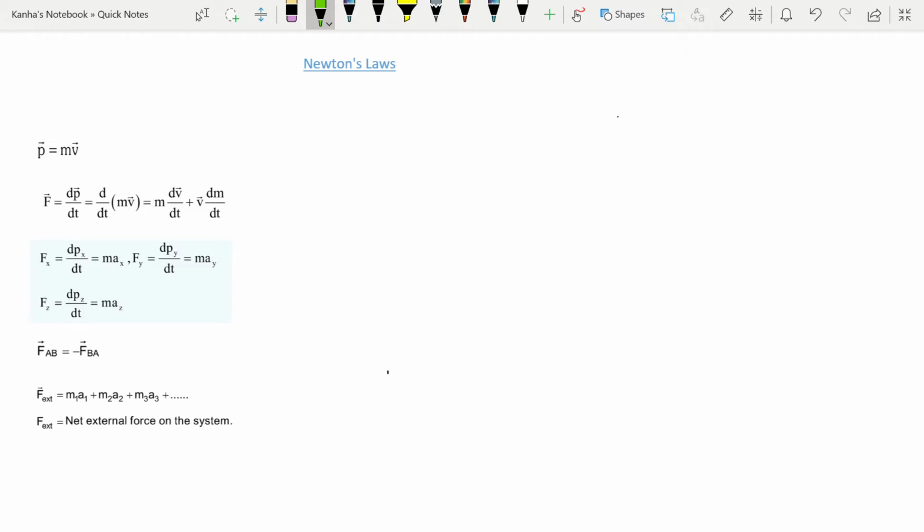The first definition that I present to you is that of momentum, which is nothing but mass into velocity. So momentum is a vector quantity which has its own components as px, py and pz, similar to my velocity having 3 components. Next, I define something known as the force. Force is a rate of change of momentum. F is equal to dp by dt, and it is equal to m dv by dt plus v dm by dt.